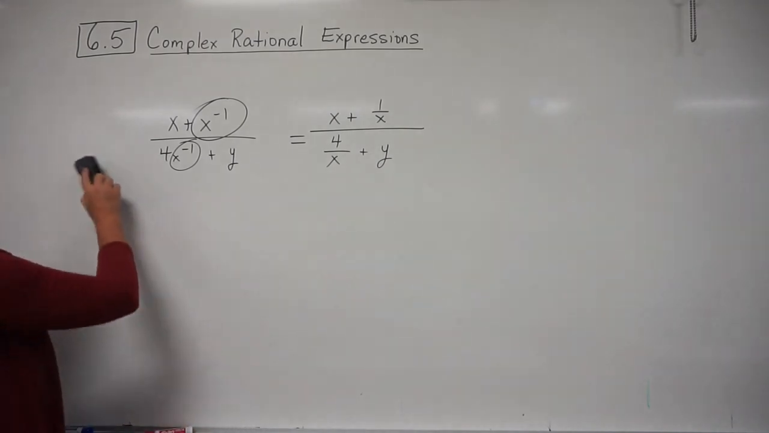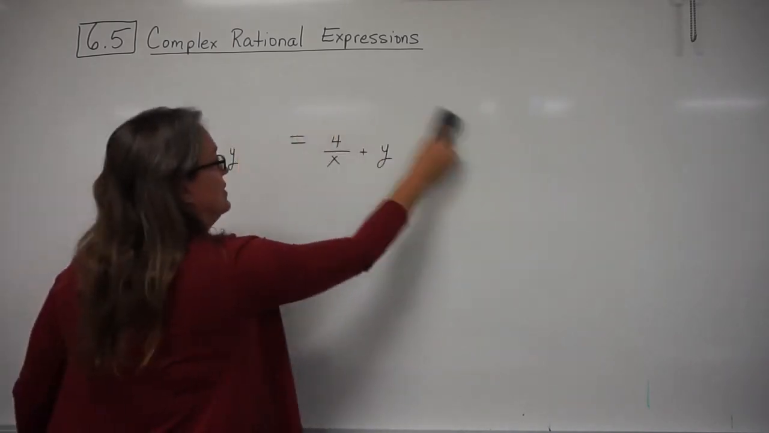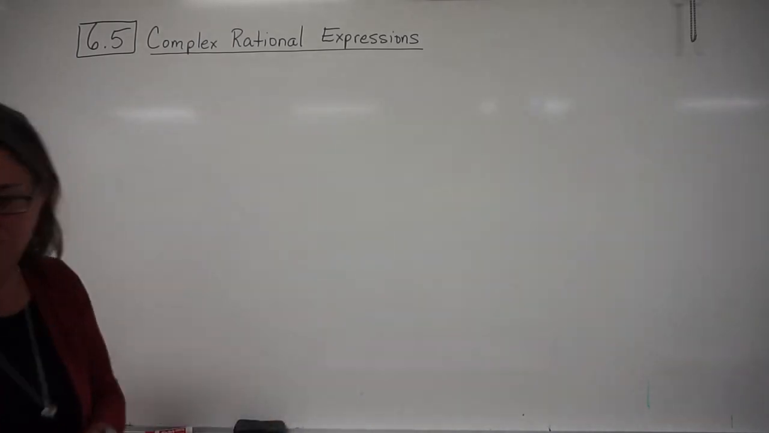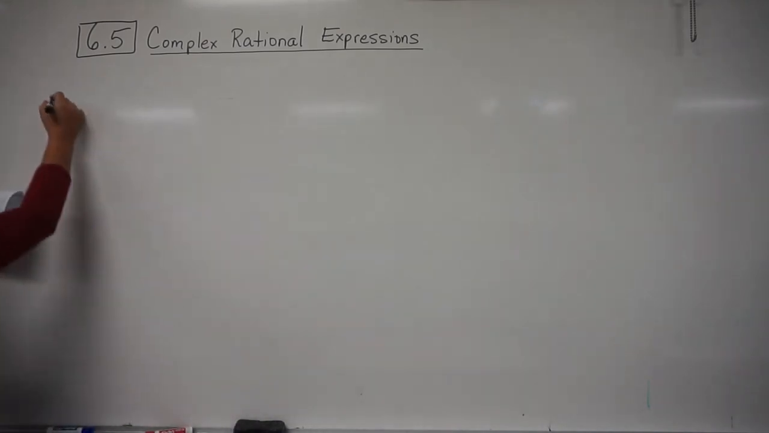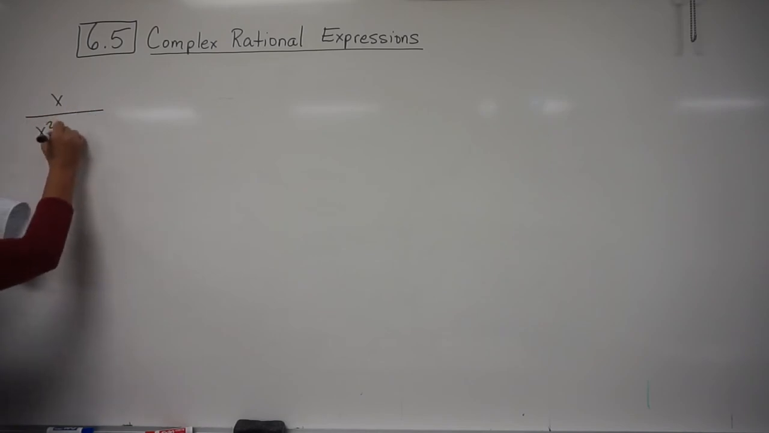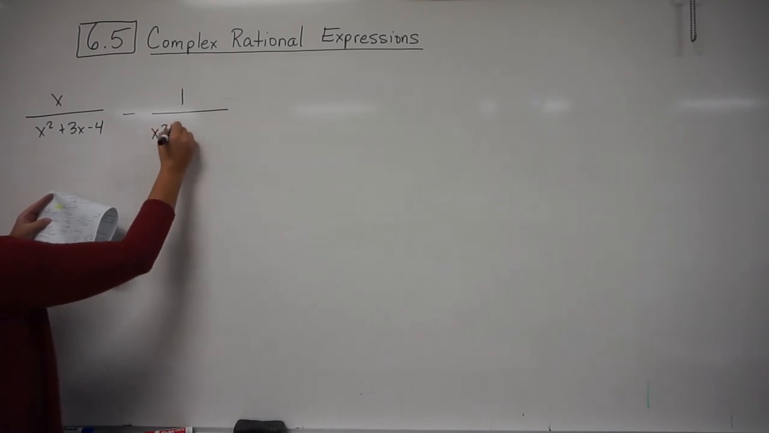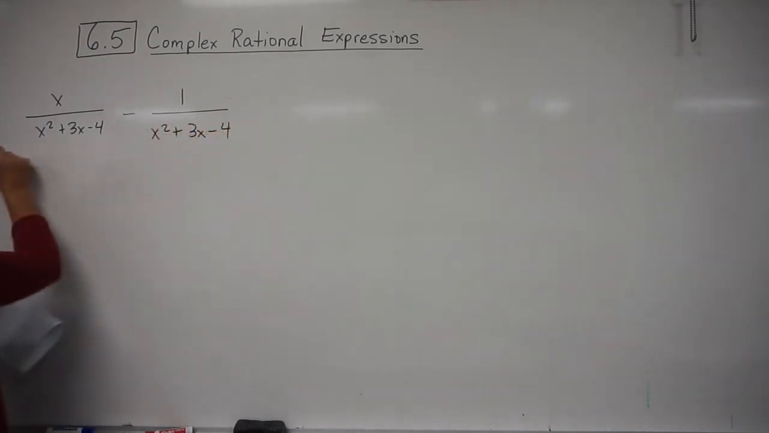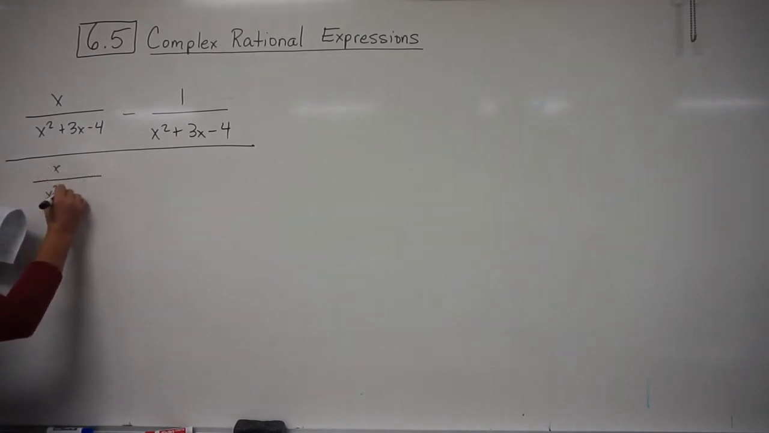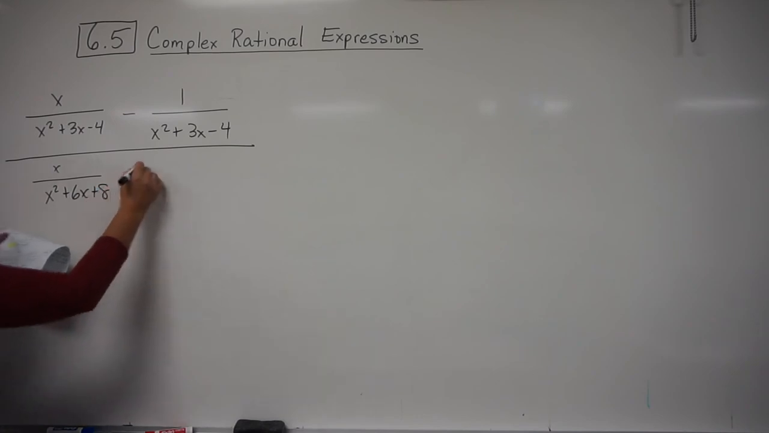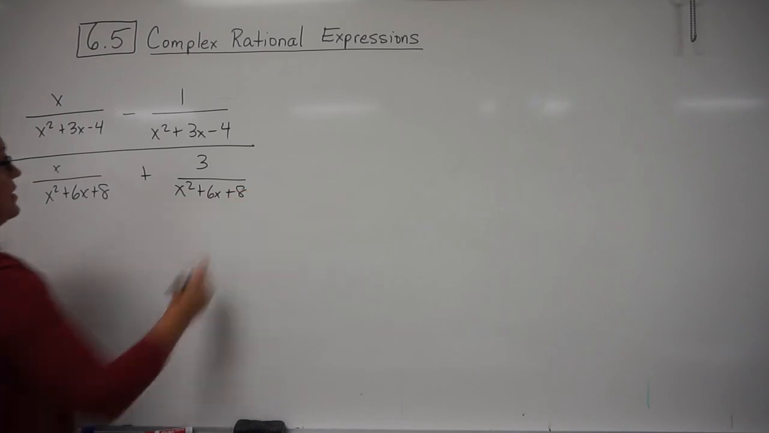So our last example will look pretty big and intimidating. So take a deep breath, fasten your seatbelt. This is x over x squared plus 3x minus 4, minus 1 over x squared plus 3x minus 4. All of that over x squared plus 6x plus 8, plus 3 over x squared plus 6x plus 8.